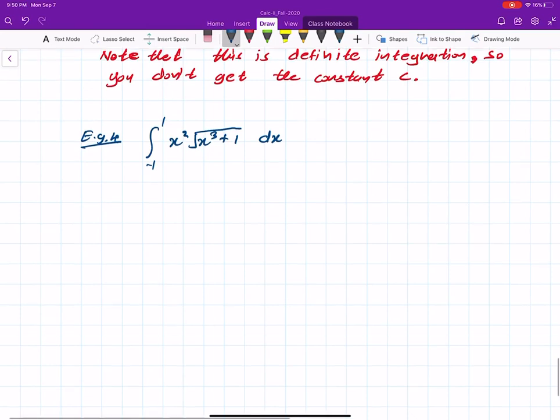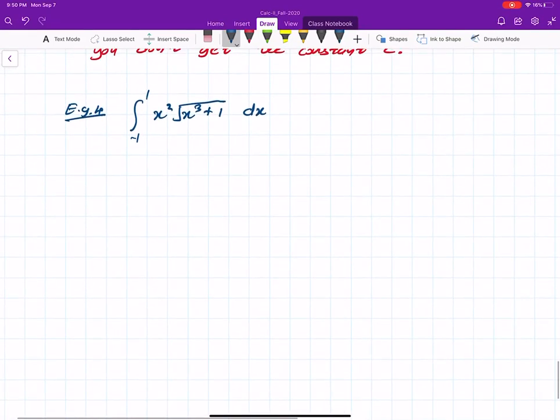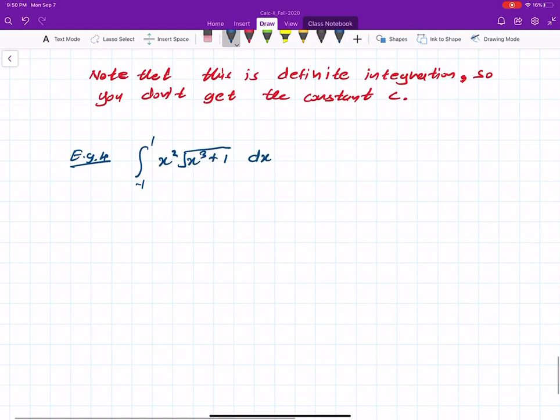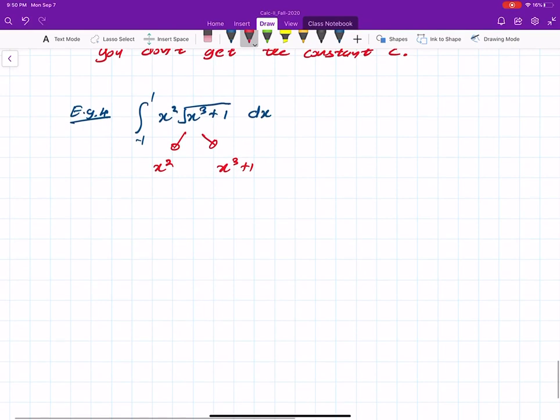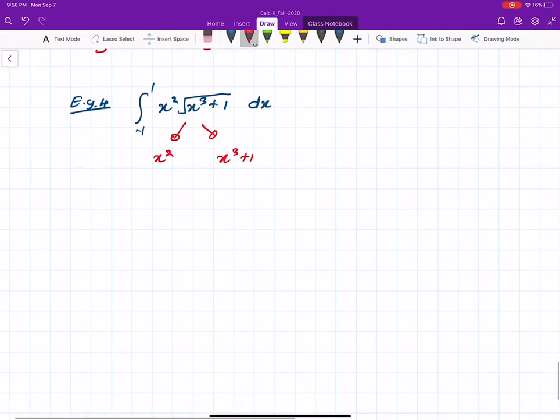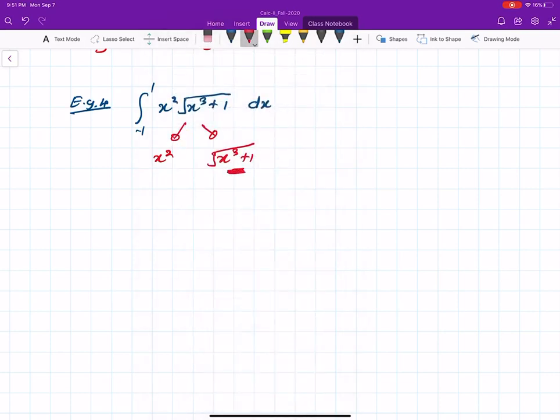Here also you are working similar to the previous case. Can you remember we went through 3 steps? So you use the same 3 steps. First is split. You have to split this into 2 functions. The first function is x squared. The other function is the square root of x to the power 3 plus 1. Then you have to recognize a composite function. Of course, the composite function is this.